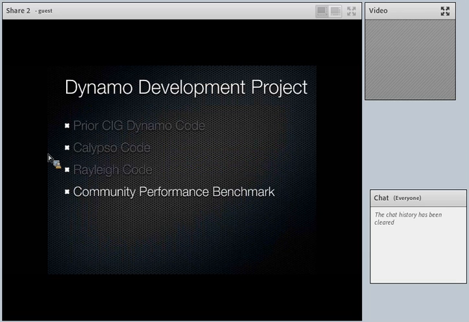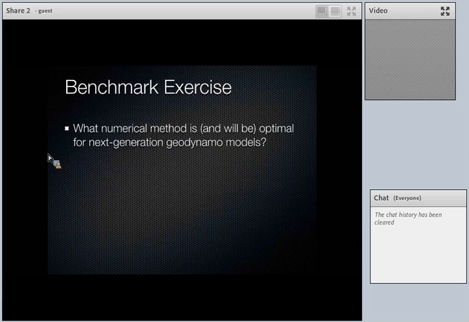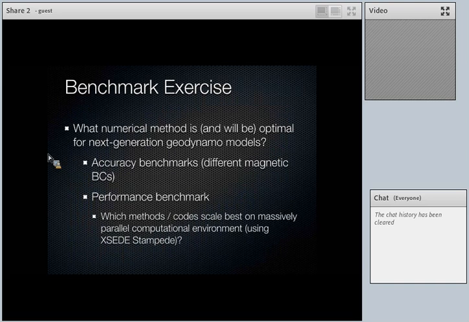Lastly, the community benchmark exercise. That's been run by the CIG Dynamo working group. It addresses this question: what methods or techniques are best suited for next generation geodynamo models? Not the ones we're building right now, which are aiming to reach tens of thousands of cores, but instead, how do we in the next 10 to 20 years carry out dynamos on, let's say, hundreds of thousands of cores or even more? And so this exercise is carrying out two things.